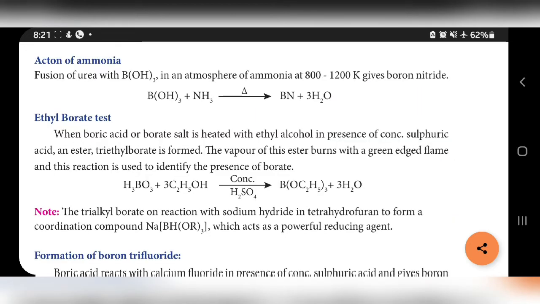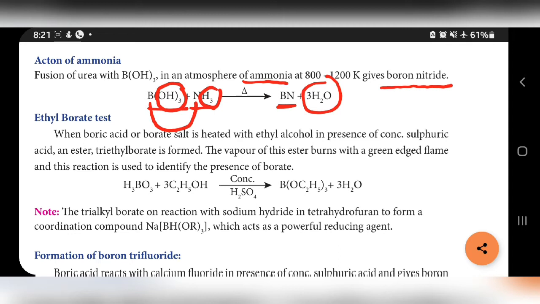Next one, action of ammonia. Ammonia means NH3. Boric acid reacts with ammonia. This 3 hydrogen takes this 3 OH, means 3 water molecules are removed, remaining boron and nitrogen both are combined, means you will get boron nitride. So, fusion of urea with boric acid in an atmosphere of ammonia at 800 to 1200 Kelvin gives boron nitride.